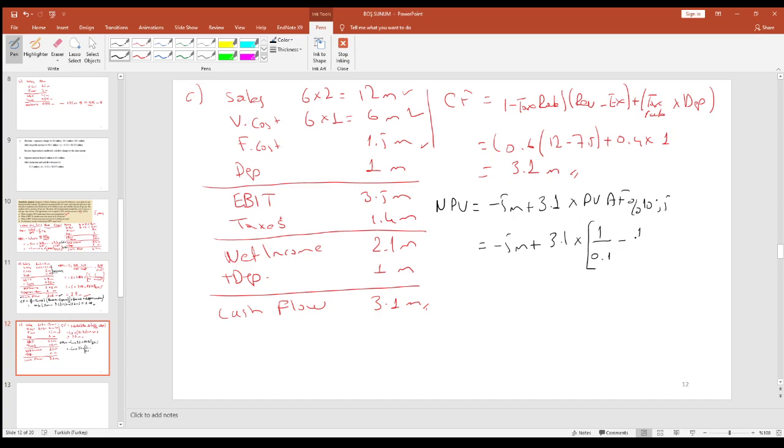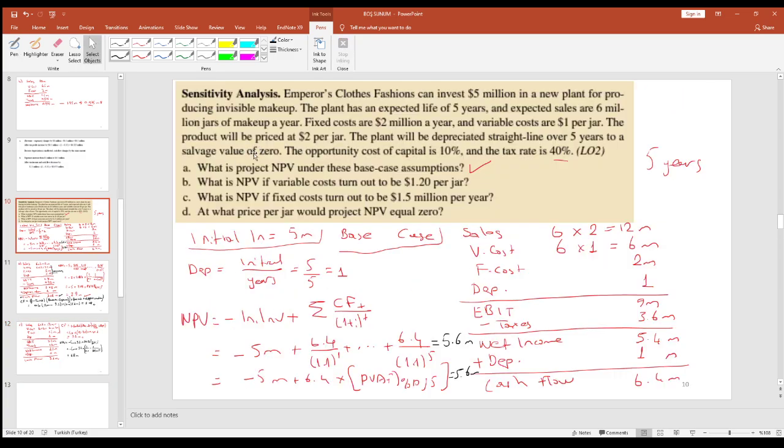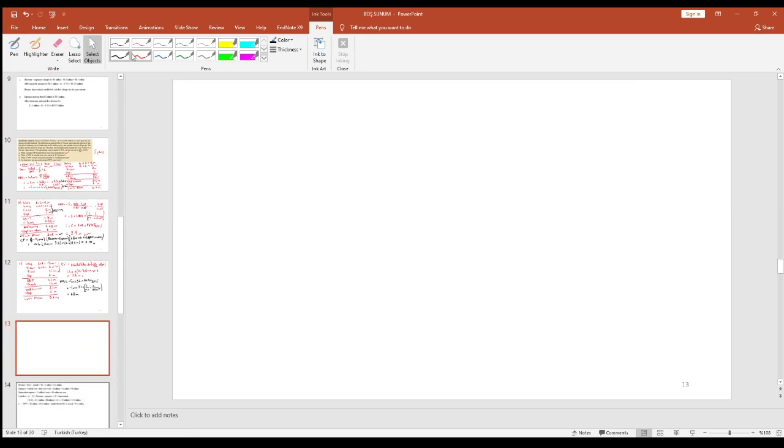This must be negative. The result of this will be 6.8 million. So let's turn back here. D. At what price per jar would project net present value equal to 0? Okay, D. Let's solve it.